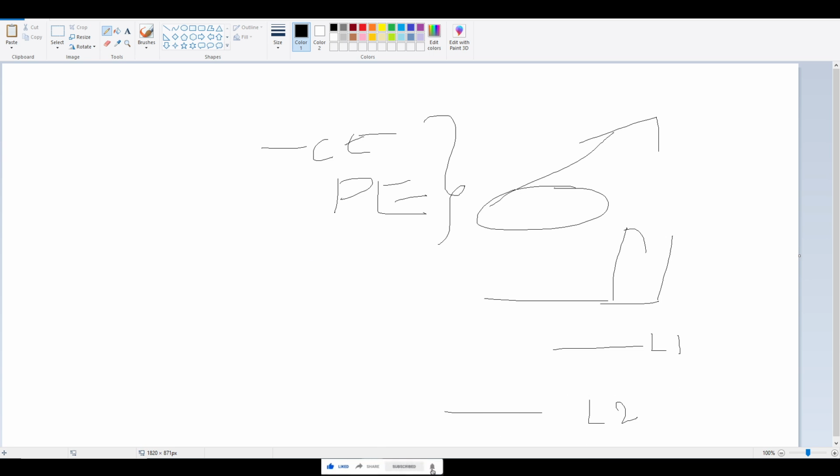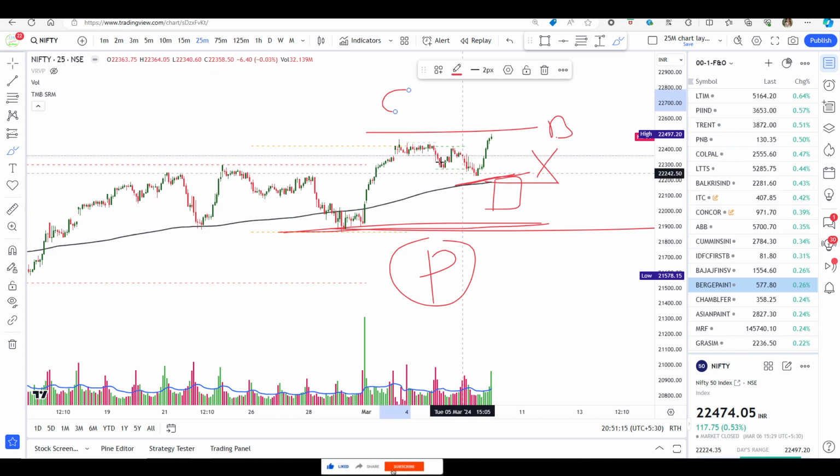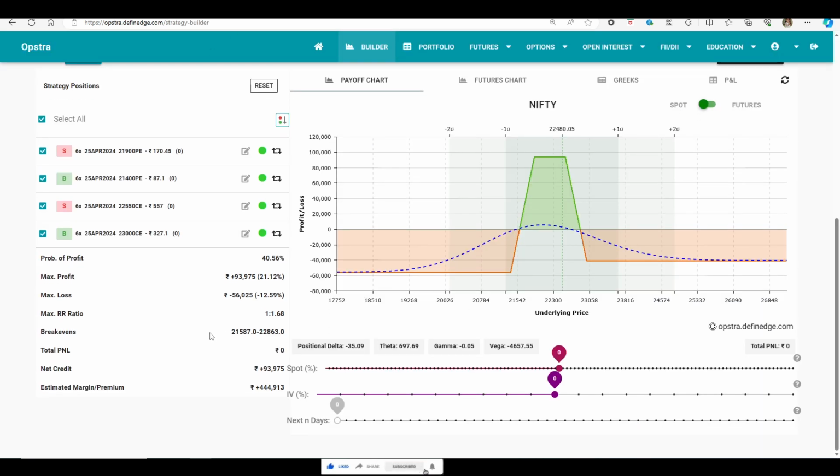This is what we discussed here: the exit criteria of the trade, the trade initiation, the strike selection, and the adjustments part. The total capital required is 2 lakh rupees.